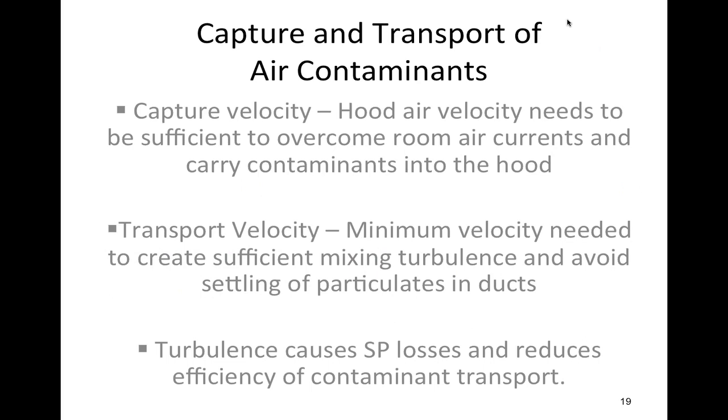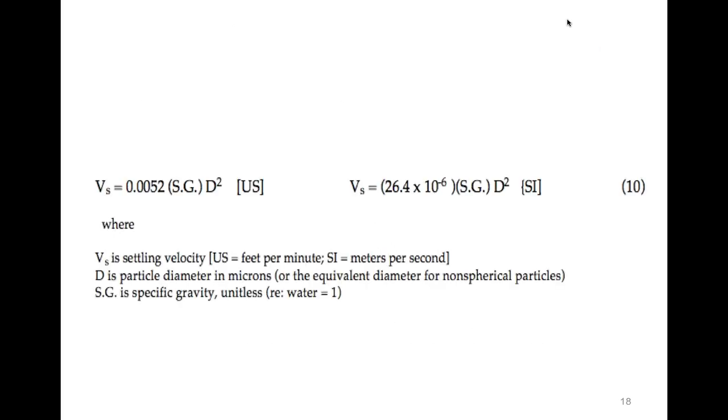And V1 times A1 is 1 times 100, which is 100 cubic feet per minute. V2 times A2, which is 4 square feet. So V2 times 4. Divide both sides by 4. V2 is equal to 25.